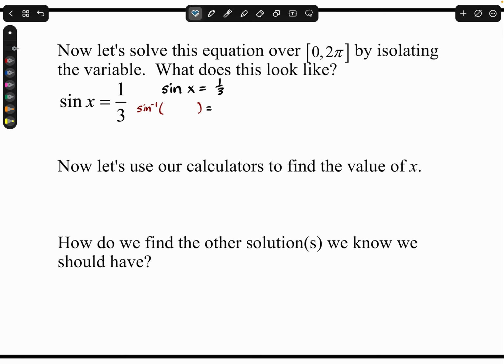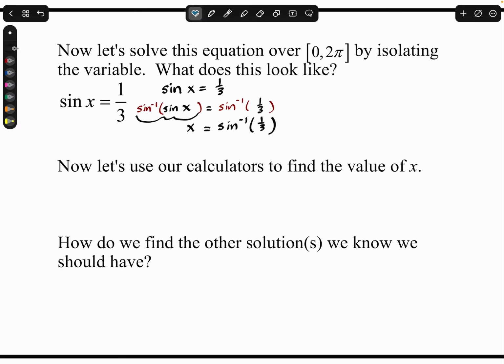So I'm going to do my inverse sine on the left side, so it's basically like saying I'm doing the inverse sine of the sine of x, and on the right side I'm doing the inverse sine of 1/3. On the left side, we know that when we do the inverse sine of the sine, it's going to basically cancel those out. We're left with x equals the inverse sine of 1/3. Now we'll just use our calculator to find that value.